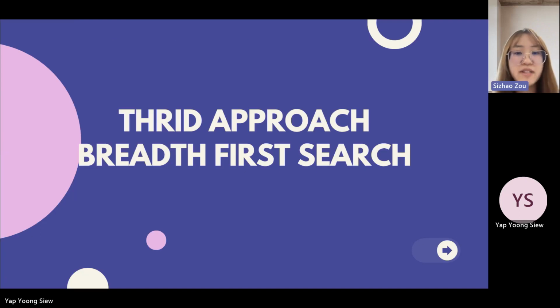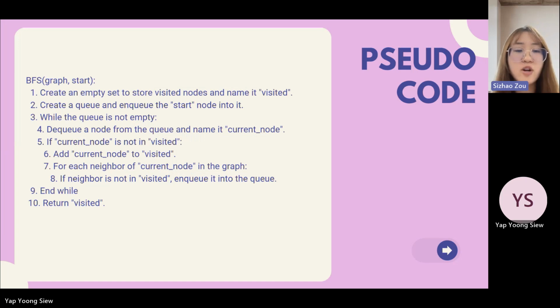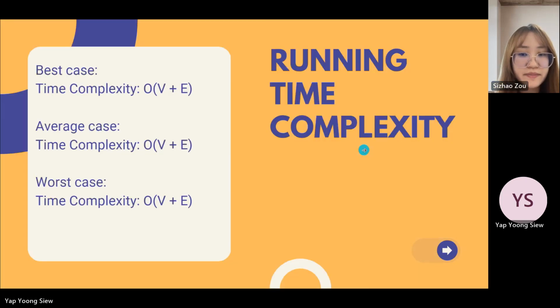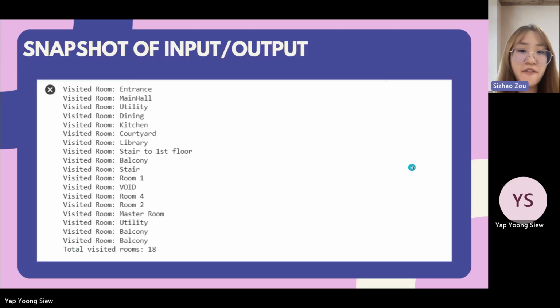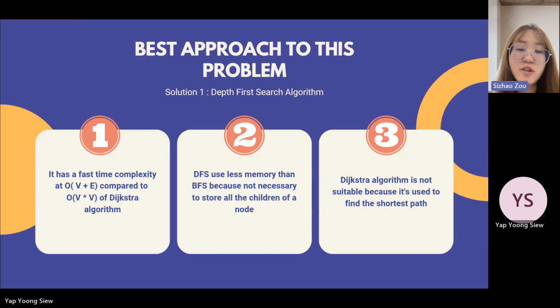And next, we have the BFS algorithm. So we have the pseudocode for the BFS algorithm and the running time complexity, and then the program code. And based on the BFS program code, we have the output also like this. So then we compare 3 algorithms together.